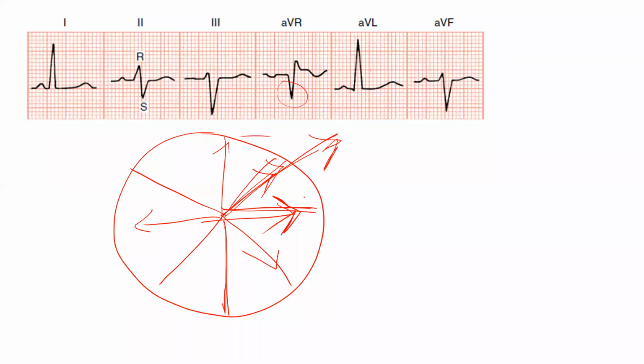So the direction is like AVL and one. See here, now we can go with more accuracy, okay? Left axis deviation is correct, okay? Left it is going, fine. Now see the axis number one and now axis AVL, okay?